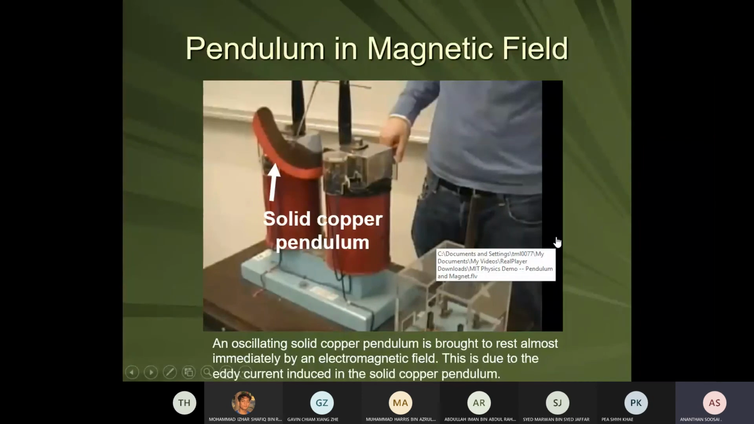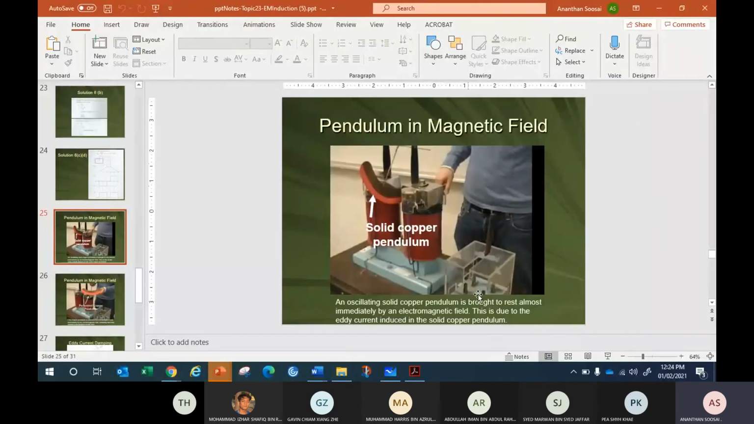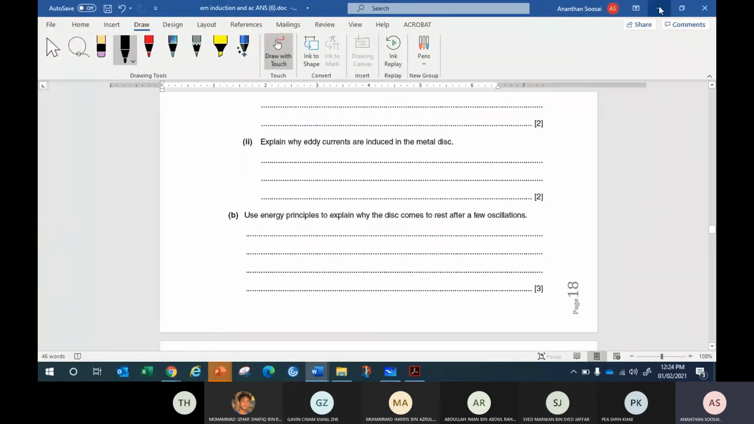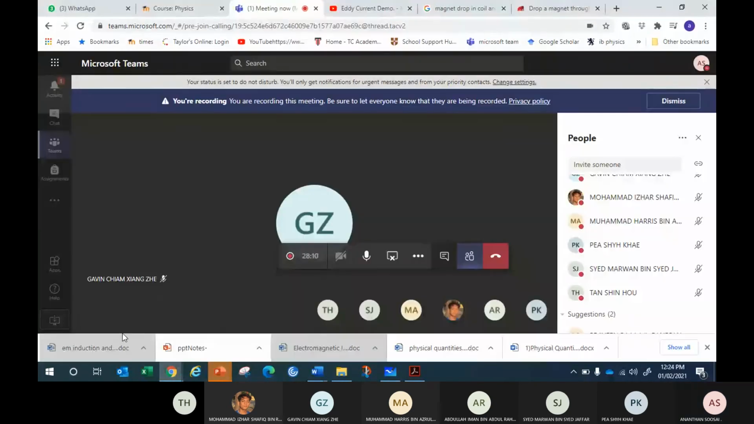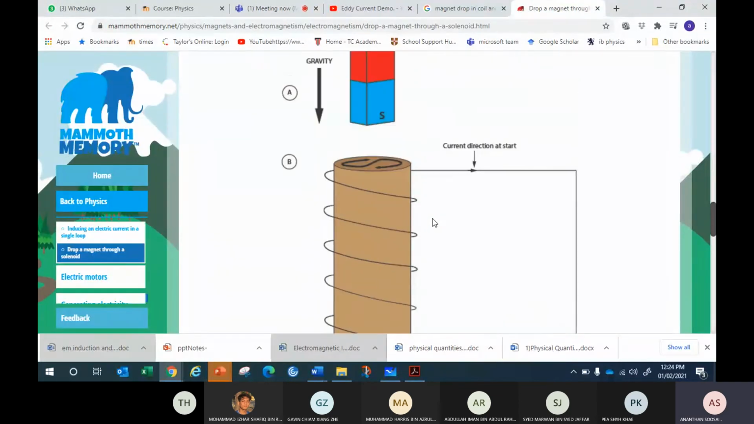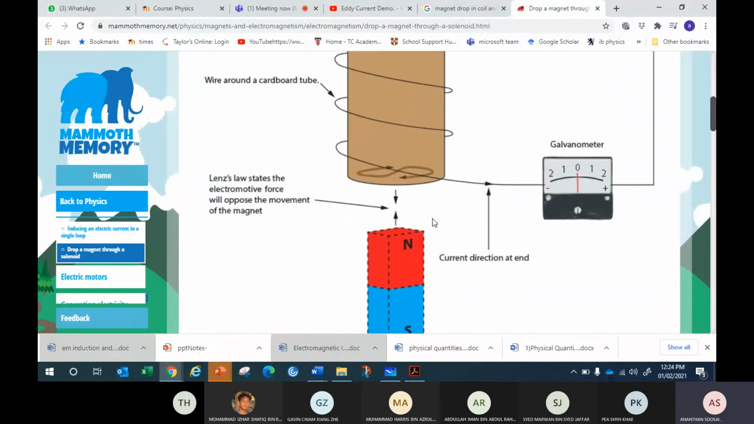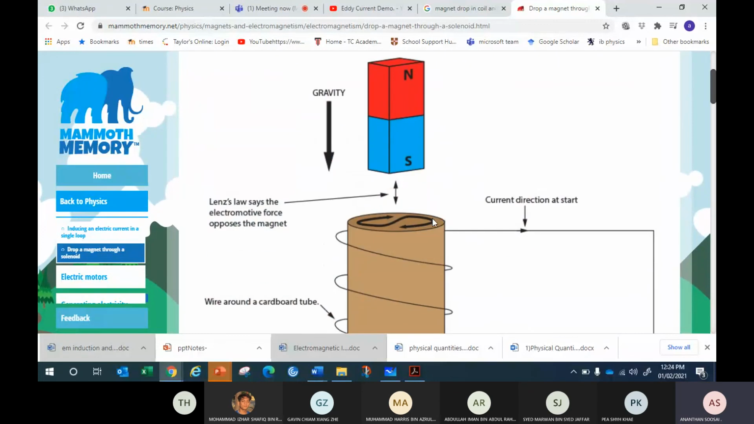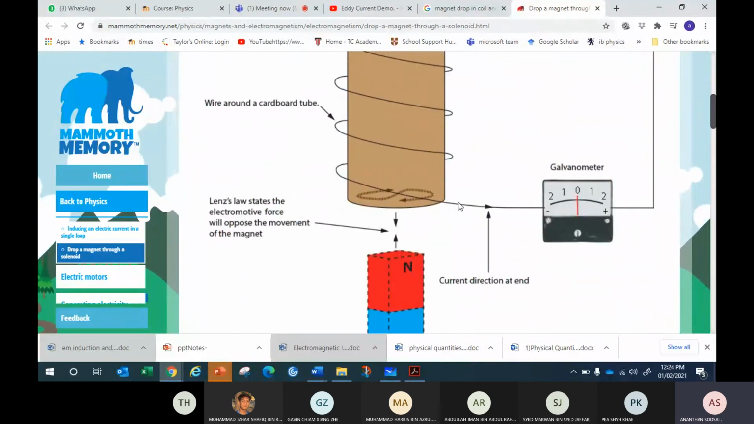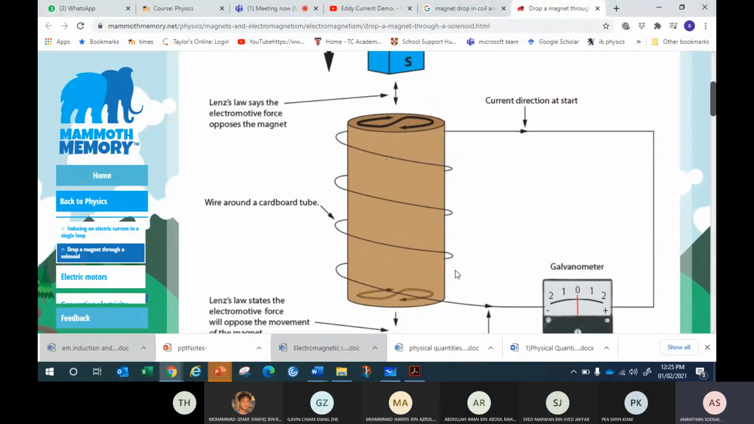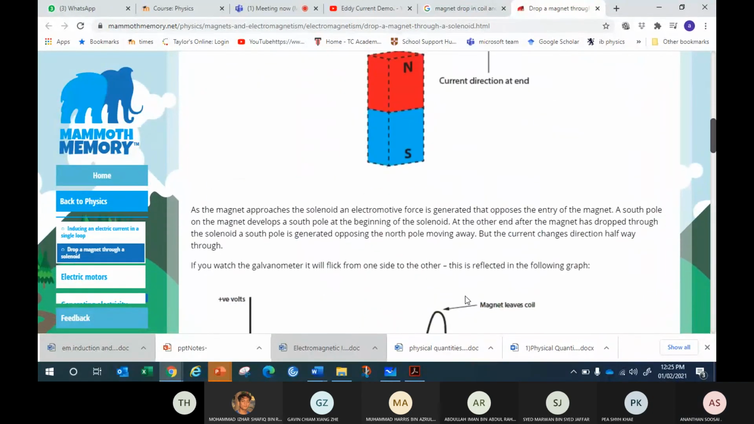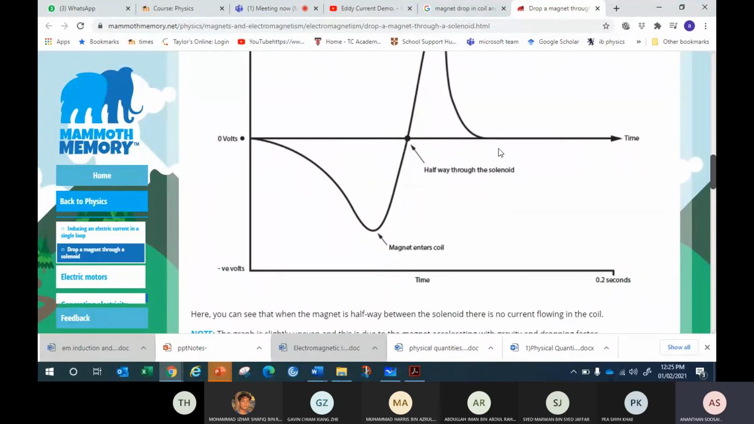Before we go to this, I just want to show you something, because I think last week we had a problem discussing how the graph changes when a magnet is dropped into a solenoid. See, this is one animation here. The magnet is dropped through a solenoid, but the solenoid is quite a short tunnel. The size of the solenoid is comparable with the magnet. This is how the EMF is going to change.